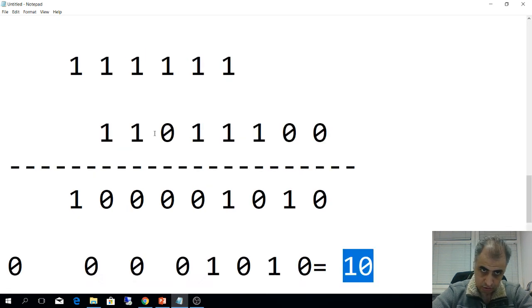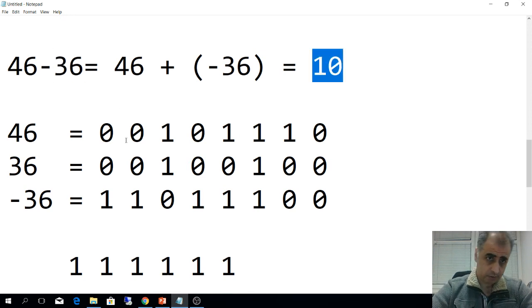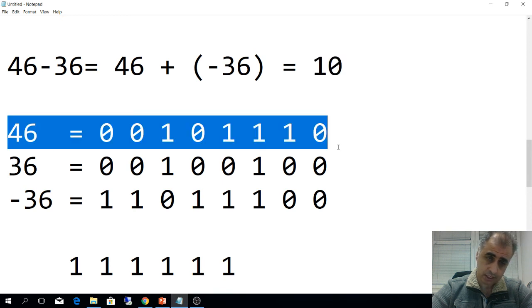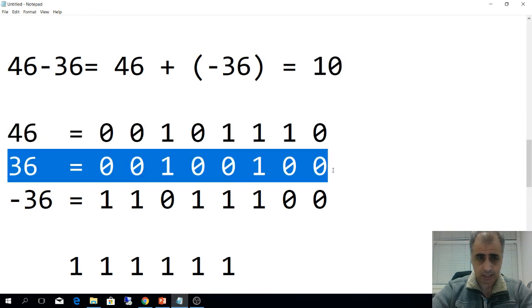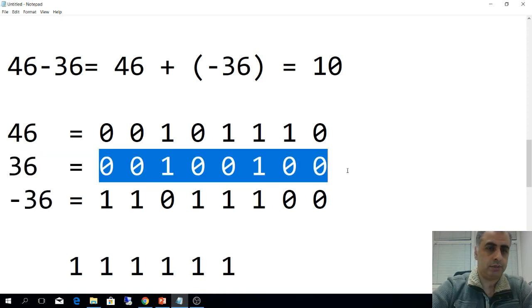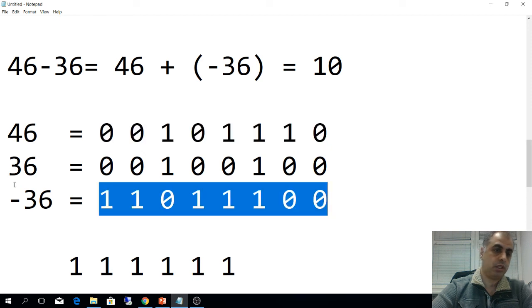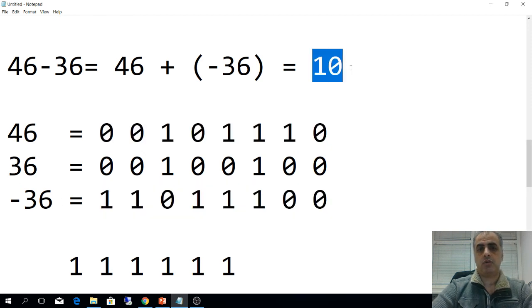The result is 10. So as you see, in real life 46 minus 36 is equal to 10, but in the computer the 46 binary version is like this, the 36 binary version is like this. Minus 36 is the 2's complement of this binary number. All zeros become 1, all ones become 0, that is the 1's complement. Plus 1 is the 2's complement. So when you add this 46 plus the 2's complement of the 36, which is minus 36, the result is going to be 10.